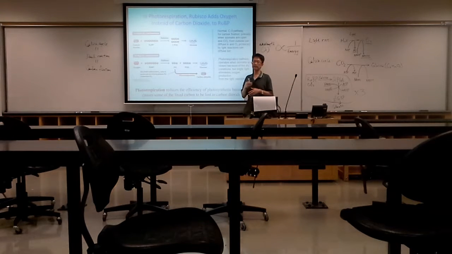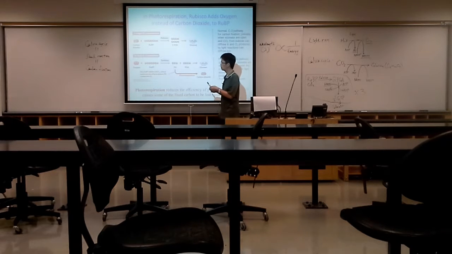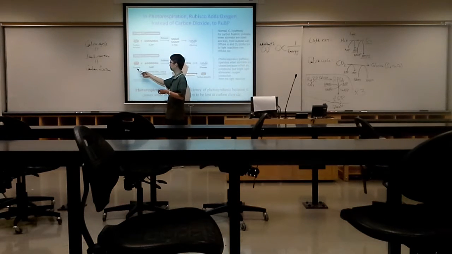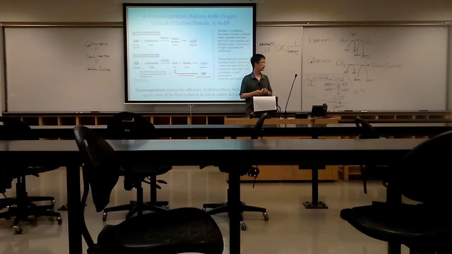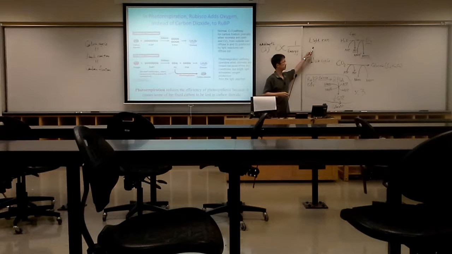But during daytime, when the temperature is high and it is dry, I mentioned that the stomata will all close to minimize water loss. When stomata is closed to minimize water loss, what will happen inside the leaf? Inside the leaf, you will have accumulation of oxygen. Why? Oxygen comes from the light reaction.